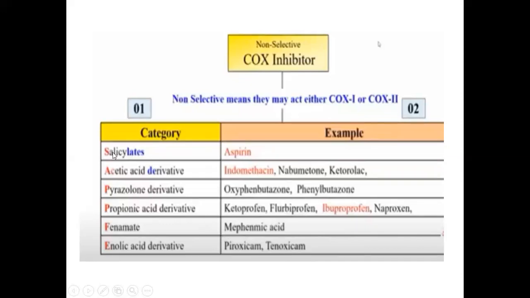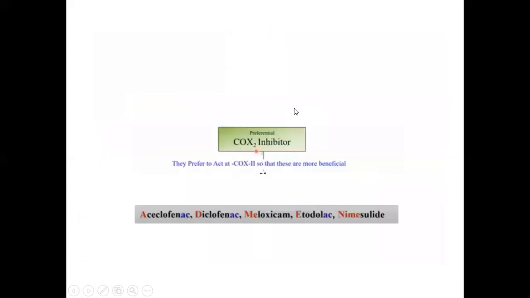As a mnemonic to remember, these categories are highlighted with their first letters, that is SAPFFE. You can remember or memorize it in such a manner. Salicylate, acetic acid derivative, pyrazolone derivative, propionic acid derivative, fenamate, and enolic acid derivative. Accordingly, the examples are included in the class of the non-selective COX inhibitors.